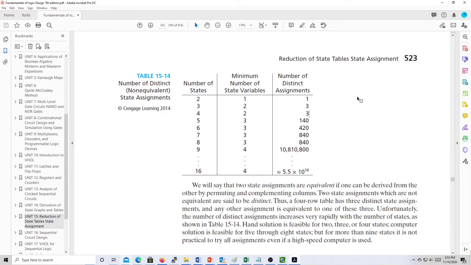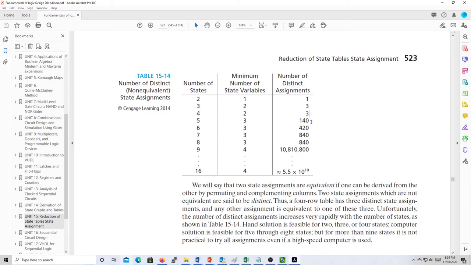For instance, you might have a flip-flop A, and in two of the equivalent assignments, there might be three gates on the input for A, but one on the input for B. Then in another assignment, there might be one on the input for A, but three on the input for B. So there was no change in the actual hardware. It's the same, just rearranged. And so for five states, that's 140 unique ways.